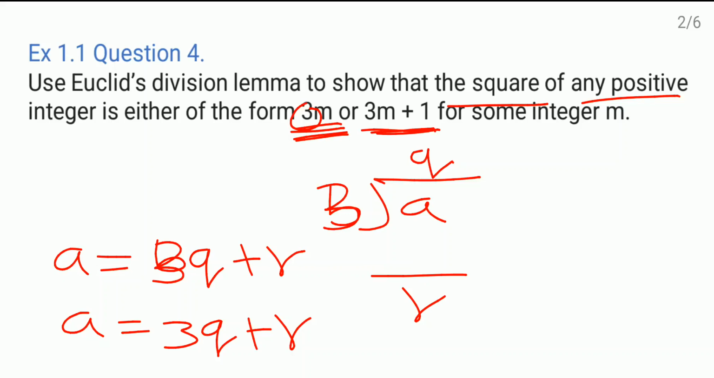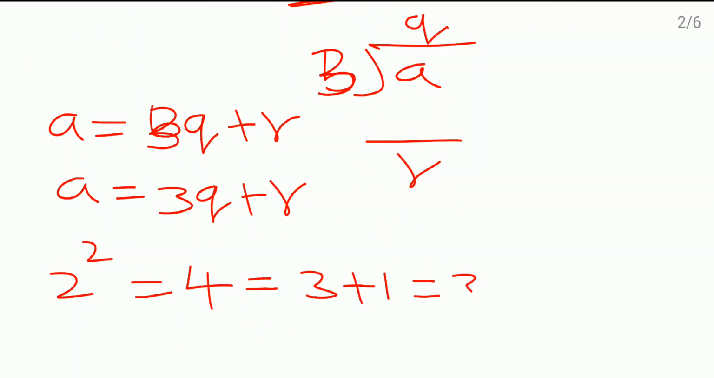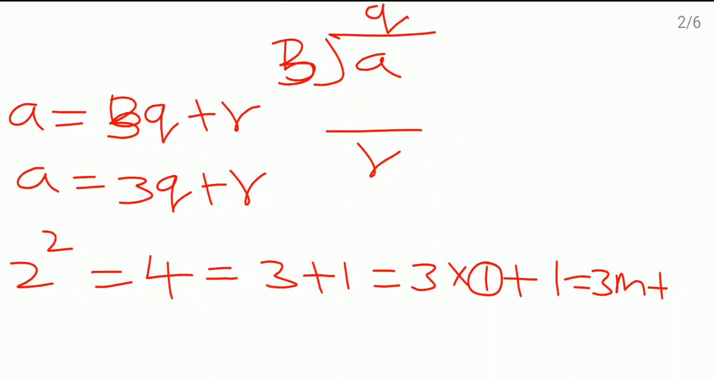Now before starting showing you how to get this format, first try to understand. Suppose I take 2 and I make the square of it. So it is 4. 4 I can write down 3 plus 1. 3 means what? 3 into 1 plus 1. This 1 is some integer m. So format will be what? 3m plus 1 is the format. Correct? Here I'll write down 1.